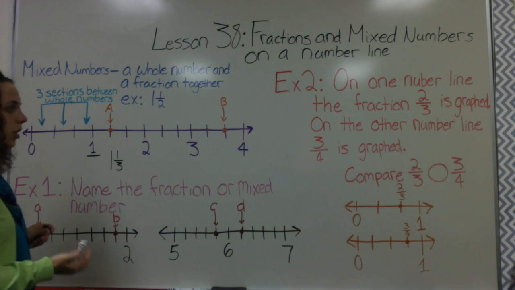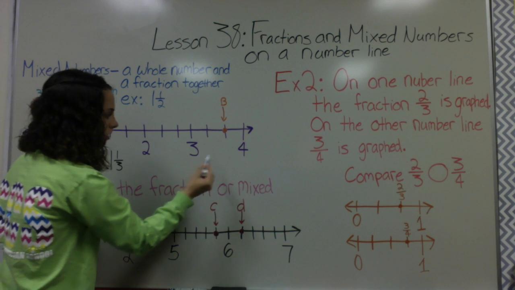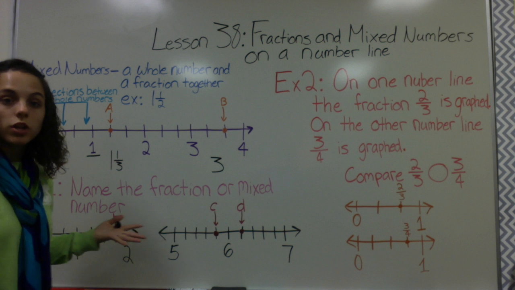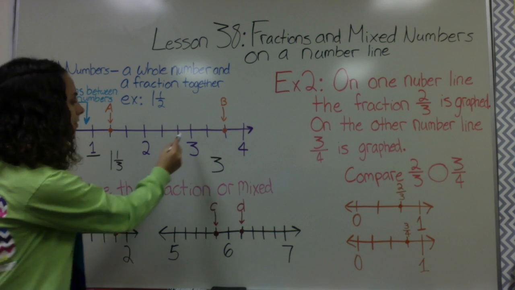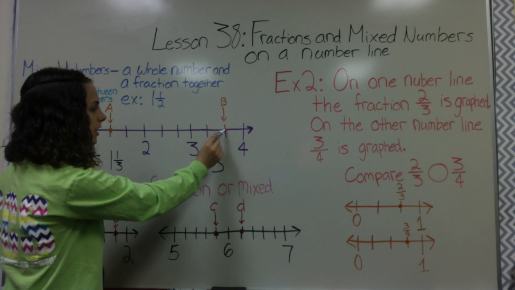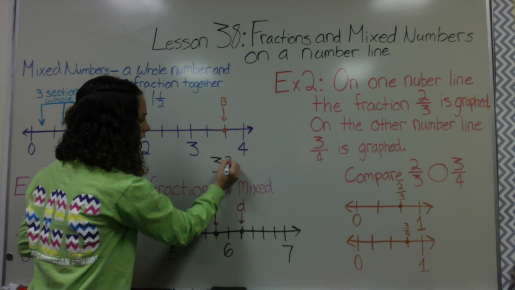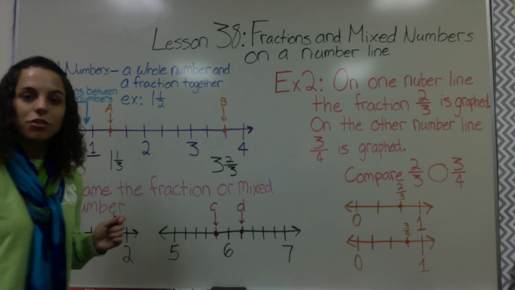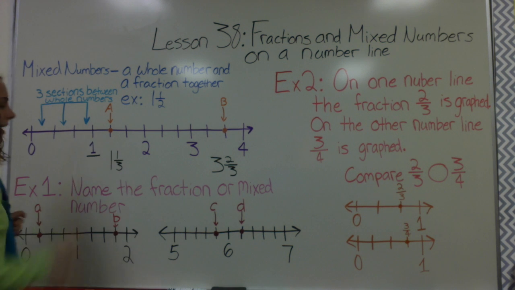All right, now we're going to look at letter B. Again, it's not at 4 yet. It's past the 3 though. So I'm going to have at least 3. 3 is my whole number. Now I'm going to look at what fraction I have that makes my mixed number. I have 3 1/3, 3 2/3. It's on my second line. That would be my numerator. It's split into 3 equal parts. That's my denominator. So 3 2/3 is what letter B is. 1 1/3 is what letter A is.